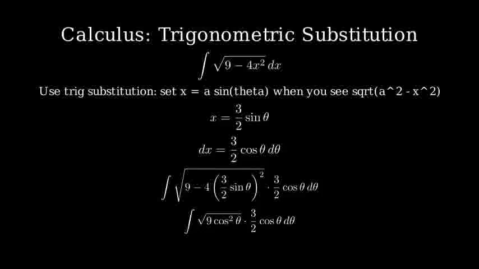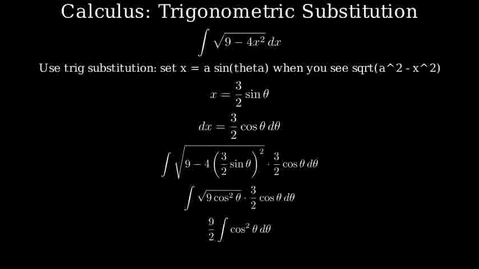Taking the square root of the 9 and the cosine squared, the expression simplifies further to 3 times the integral of the cosine of theta times 3 halves. This then becomes 9 halves times the integral of the cosine squared of theta.